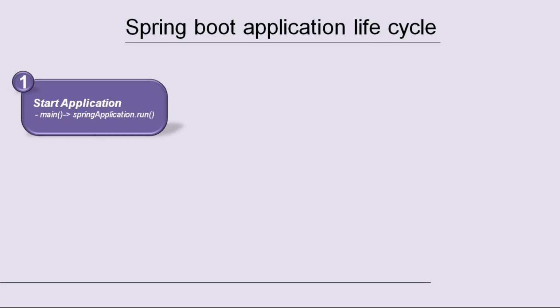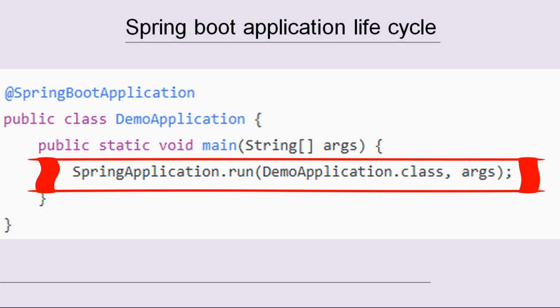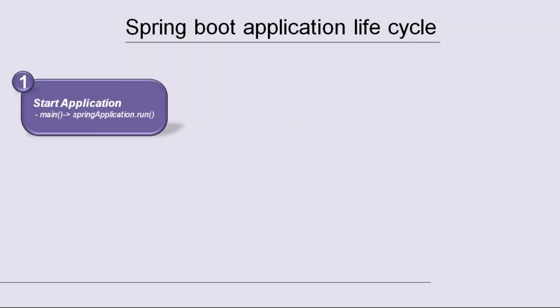Starting point, main method. So let's begin with the starting point, the main method. Inside this, we call SpringApplication.run. And this one call is the actual entry point that triggers the complete Spring Boot startup process.